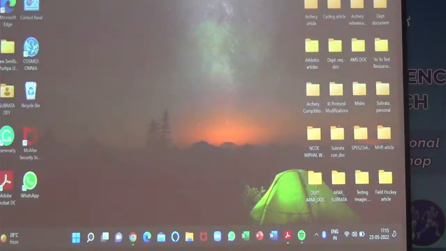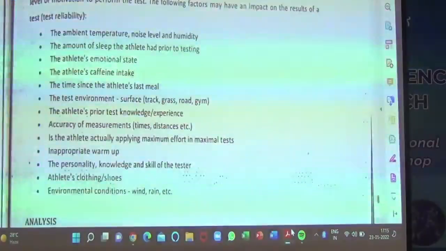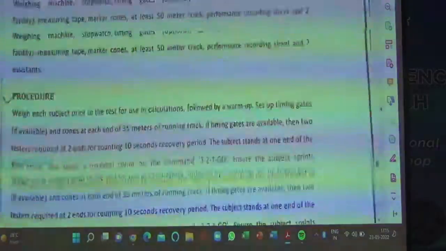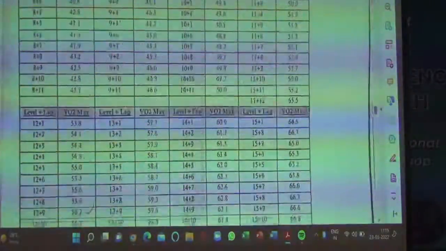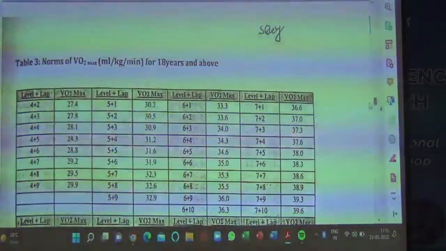I think the big test is left. 11, what's the level? 7.2? Okay, quickly I will go to the calculator. Otherwise manually you can have a look at this. 11.4. This is the norm for VO2 max, 18 and above.